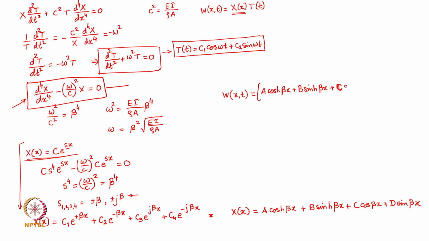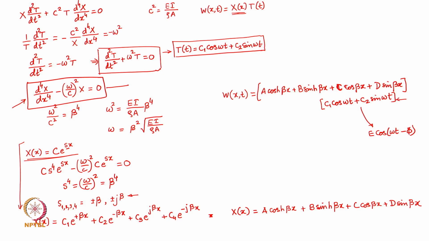C cos beta x plus D sin beta x. This is the function in x, and of course to be multiplied by the time function. So, maybe C1 cos omega t plus C2 sin omega t. In fact, we all know that this entire bracketed quantity can also be written as E cos omega t minus phi. That's another alternate form of writing this particular bracketed quantity, right?